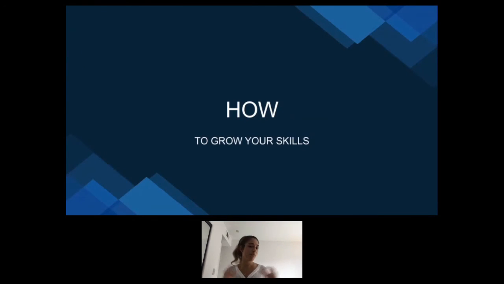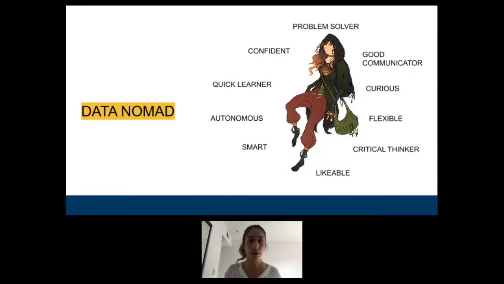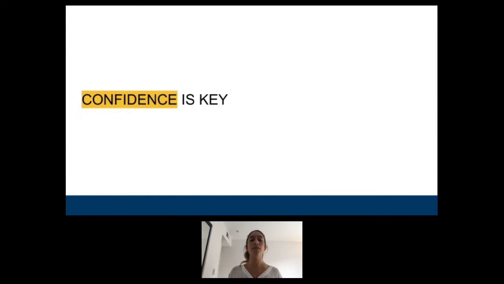And a lot of this is motivational speak, right? There's a lot of self-help books that talk about this stuff, but I'm going to give you guys my perception of this. So again, going back to what it means to be a data nomad, all these great characteristics, I think confidence is key, right?